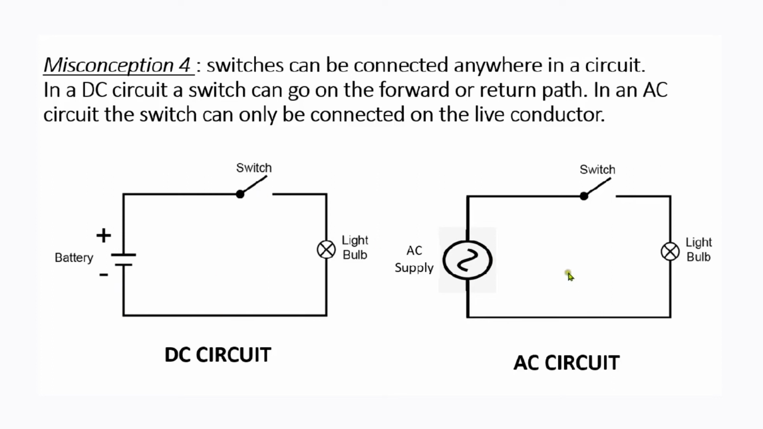Because in a DC circuit, the switch can go on either path. But in the circuit on your right-hand side, you will see that we have an AC symbol in it. Whenever you come across a circuit which has an AC symbol in it, it means it's an AC circuit. And that switch in an AC circuit cannot go on any side. If the switch is on that side, that means that side is our live. The switch can only be connected to the live conductor in an AC circuit.